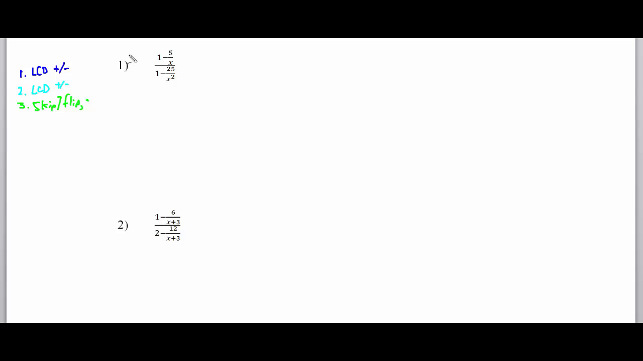So let's go back to basic blue, and these little transitions will take a little time, but let's now focus on the top part of our fraction. Just focus on the 1 minus 5 over x. To get a common denominator, because we can't just go 1 minus 5 over x, the 1 needs to have a common denominator of x.